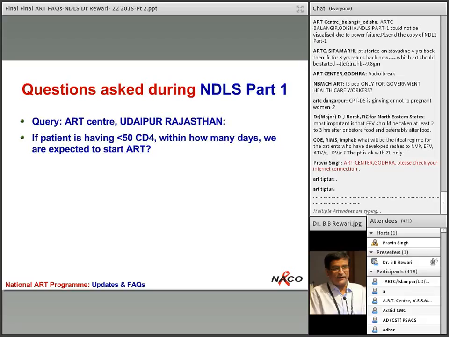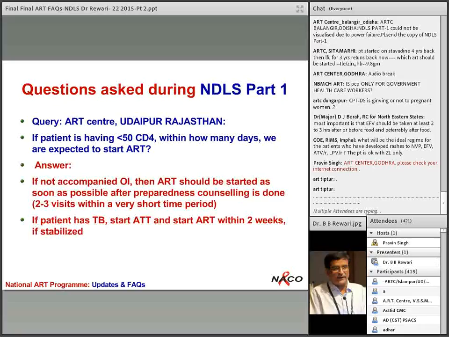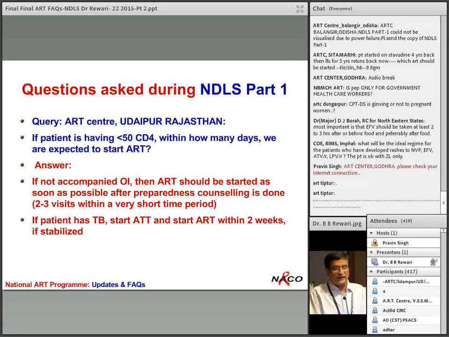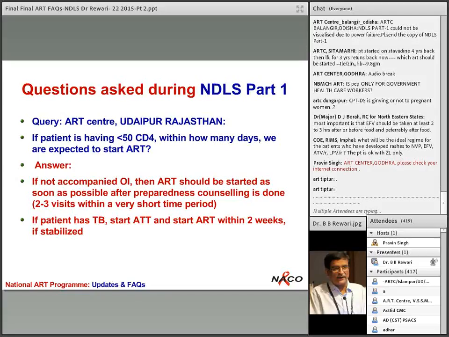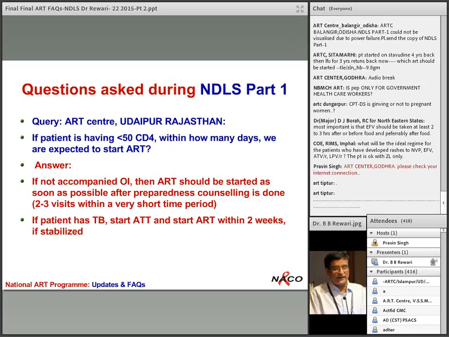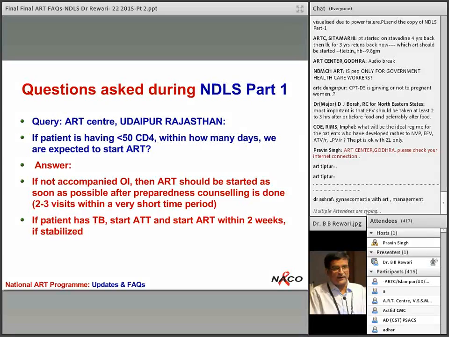Patient CD4 less than, how many days are we expected to start ART? A good question. If there is no OI, ART should be started as soon as possible after preparedness counseling is done. This should be very clear. Preparedness counseling takes care of a lot of issues, particularly adherence later in the stage.